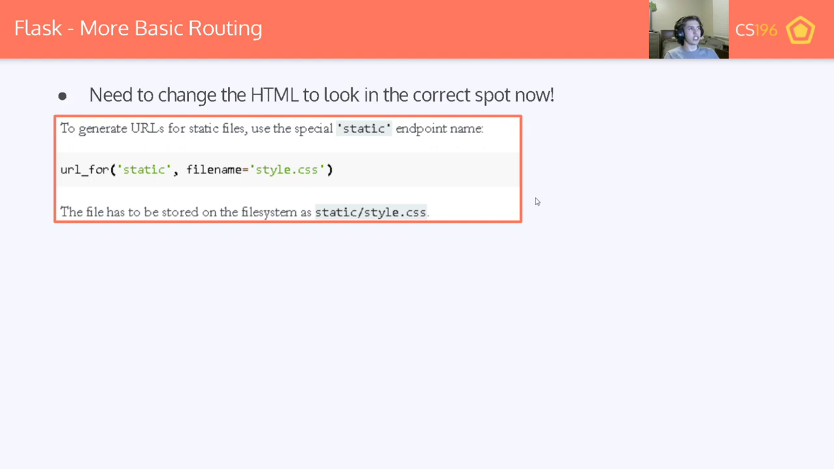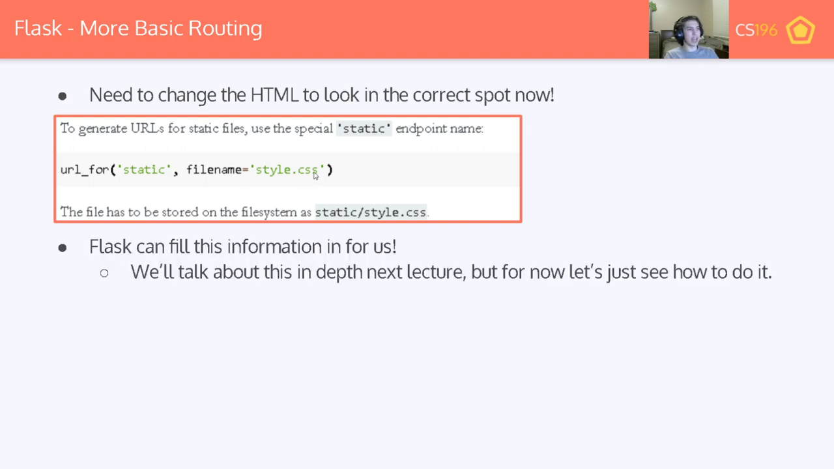Next, we actually need to change the HTML to have the correct URL, right? And so we're literally going to create this string, and this is where we're going to introduce the next big idea and the heart of Jinja, which is templating. We're going to talk about templating a lot more and tons of fun and powerful things you can do with it. But for now, we're just going to see how to do it.